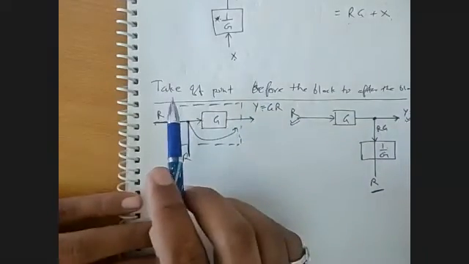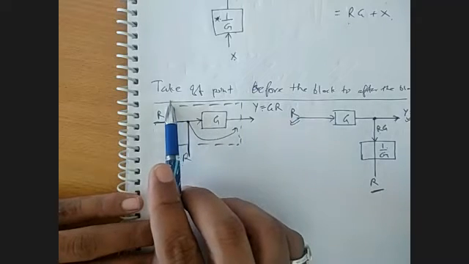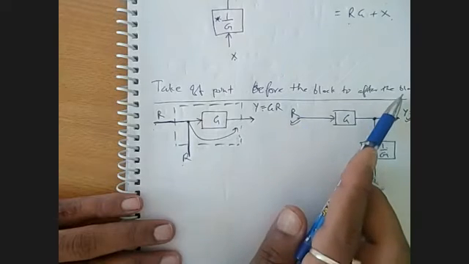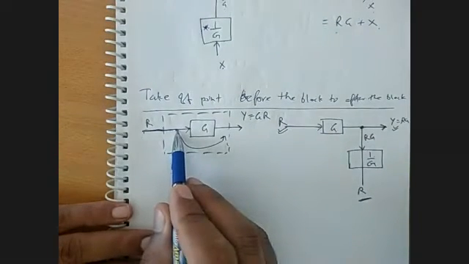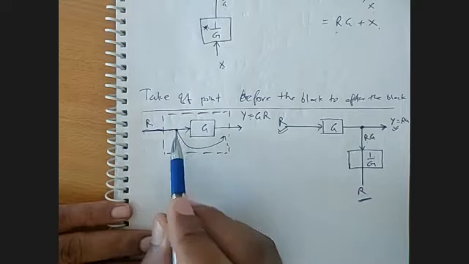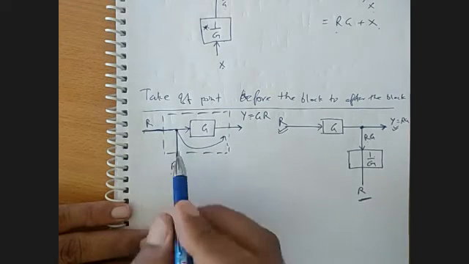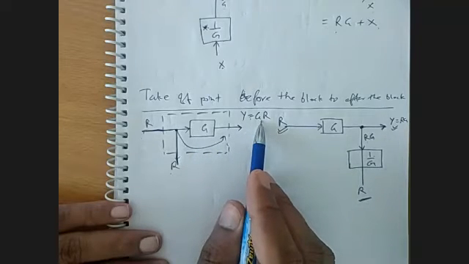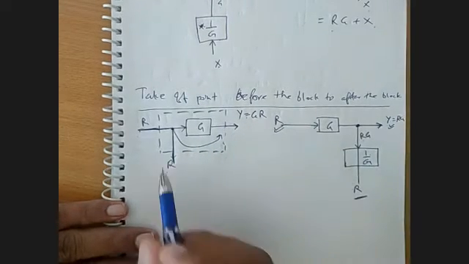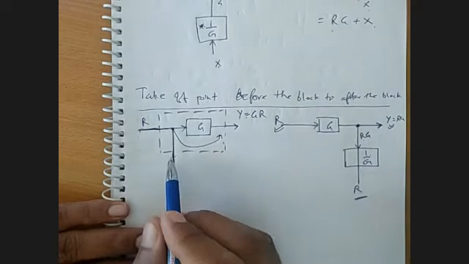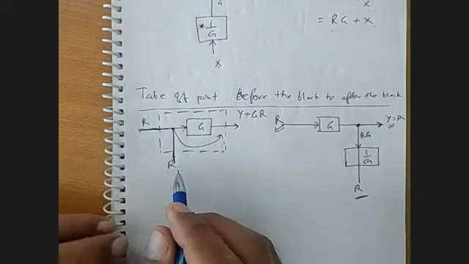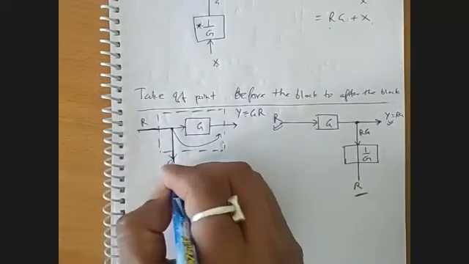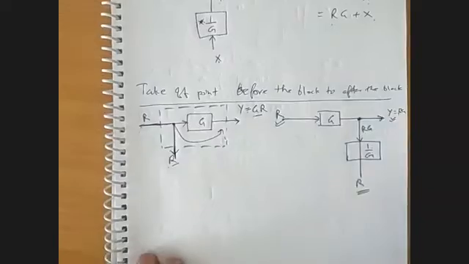Then we have takeoff points. So we want to shift this takeoff point from before the block to after the block. So we have a takeoff point which is connected here. This signal is R. In this we are also getting R. And here we are getting G into R. Because takeoff point is the point where we are getting the signal and we are not changing the strength of the signal. So signal here we are getting GR, and here we are getting G into R.